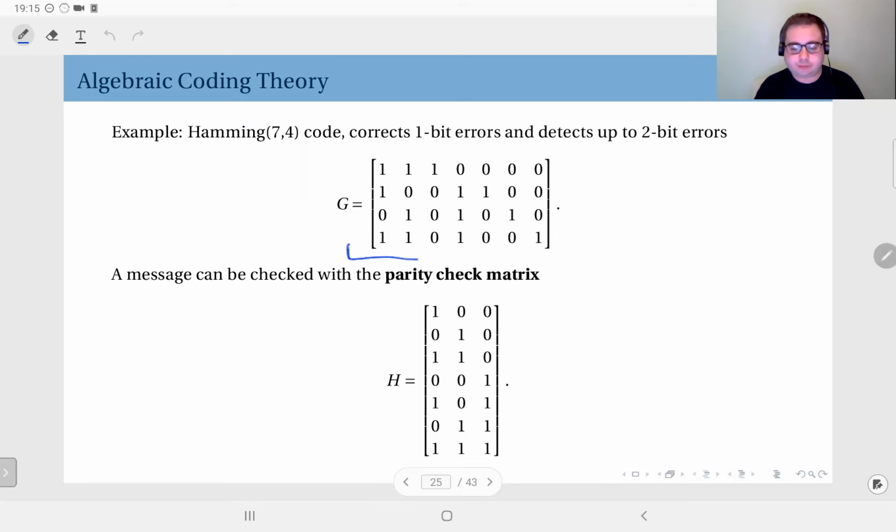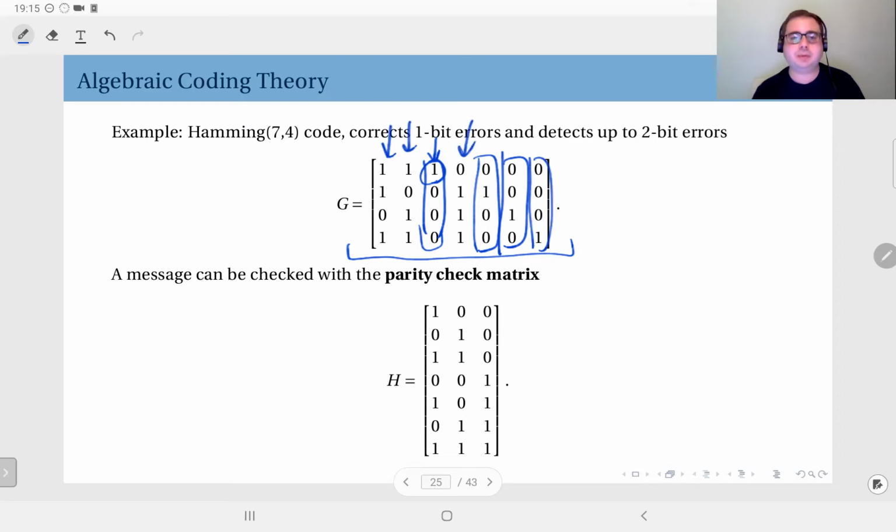So you can detect up to 2-bit errors and you can correct single bit errors. And this is the generator matrix. You see this one, 1 0 0 0. It takes the first element of the message and puts it in the third position in the code word. It takes the second element of the message, puts it in the 5th position of the code word, and takes the third element in the message, puts it in the 6th position in the code word, and this is the final one. And these three are parity bits.